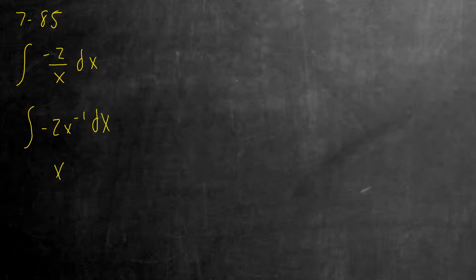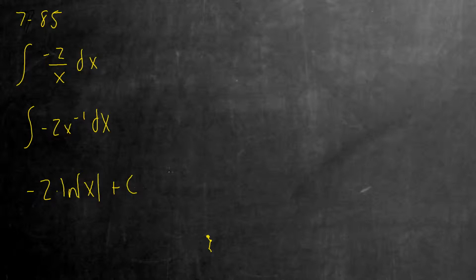So we need to remember that the derivative of the natural log of x is 1 over x. So the antiderivative of 1 over x is natural log of x. So it should just be negative 2 times the natural log of x plus c.